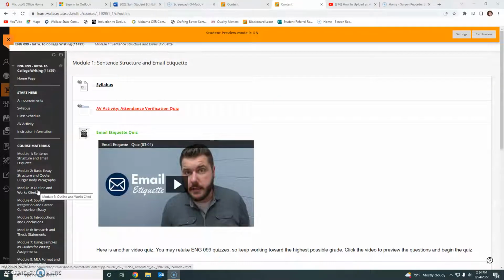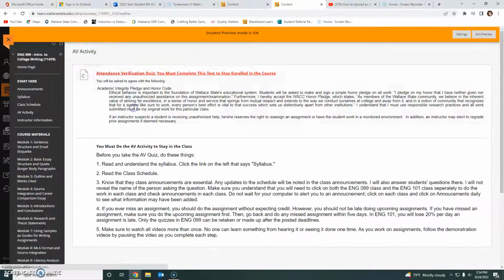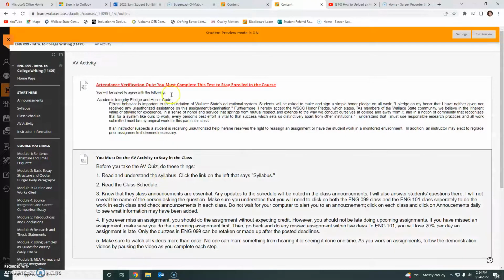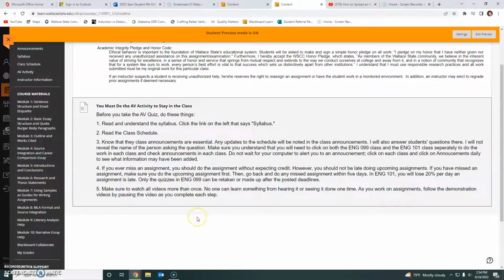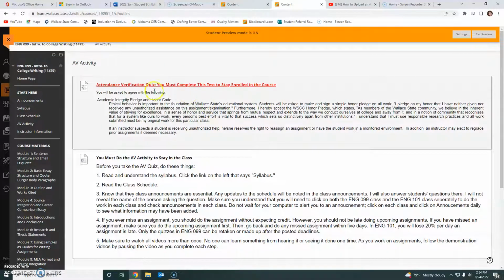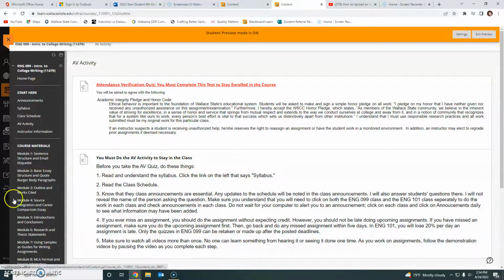If you have not already taken the attendance verification quiz, you need to click there, and you need to do that as soon as possible because you will be dropped from the course. Even if you've already taken it in English 101, you still have to do the attendance verification quiz in both classes. So make sure you do that.